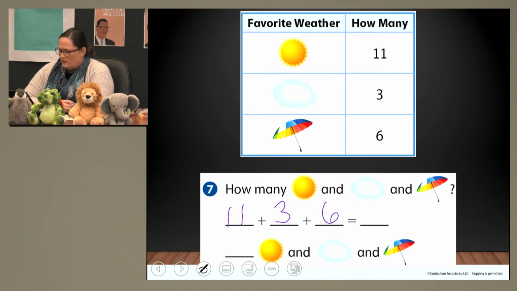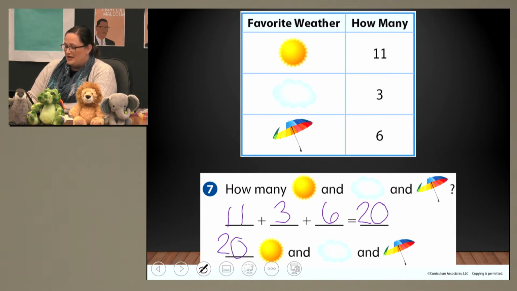Okay, well, I know that 11 plus 6 is 17. So I've done 11 and 6, and I need to add 3 more. What's 17 plus 3? Yes, it's 20. So there are 20 children who like sunny days and cloudy days and rainy days. So they asked 20 children what they liked.